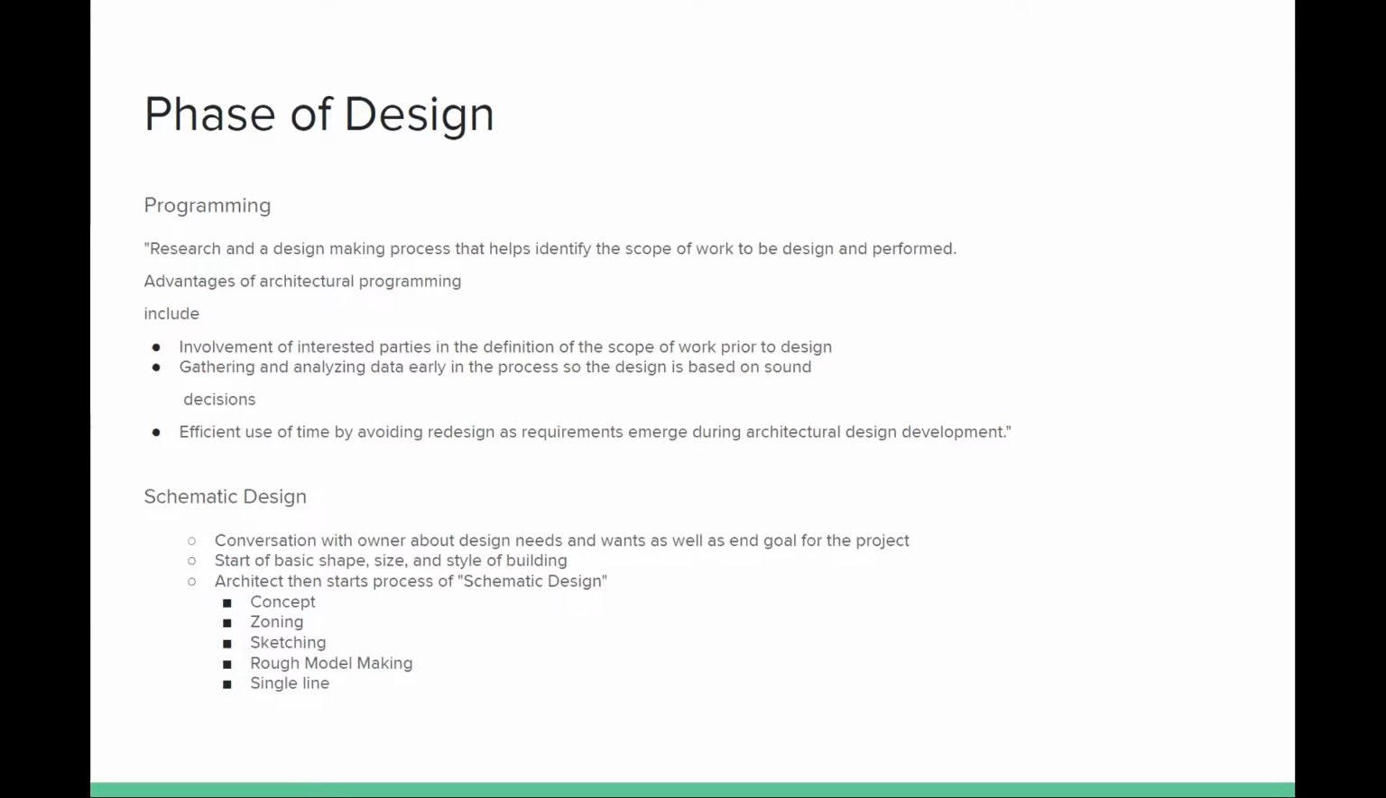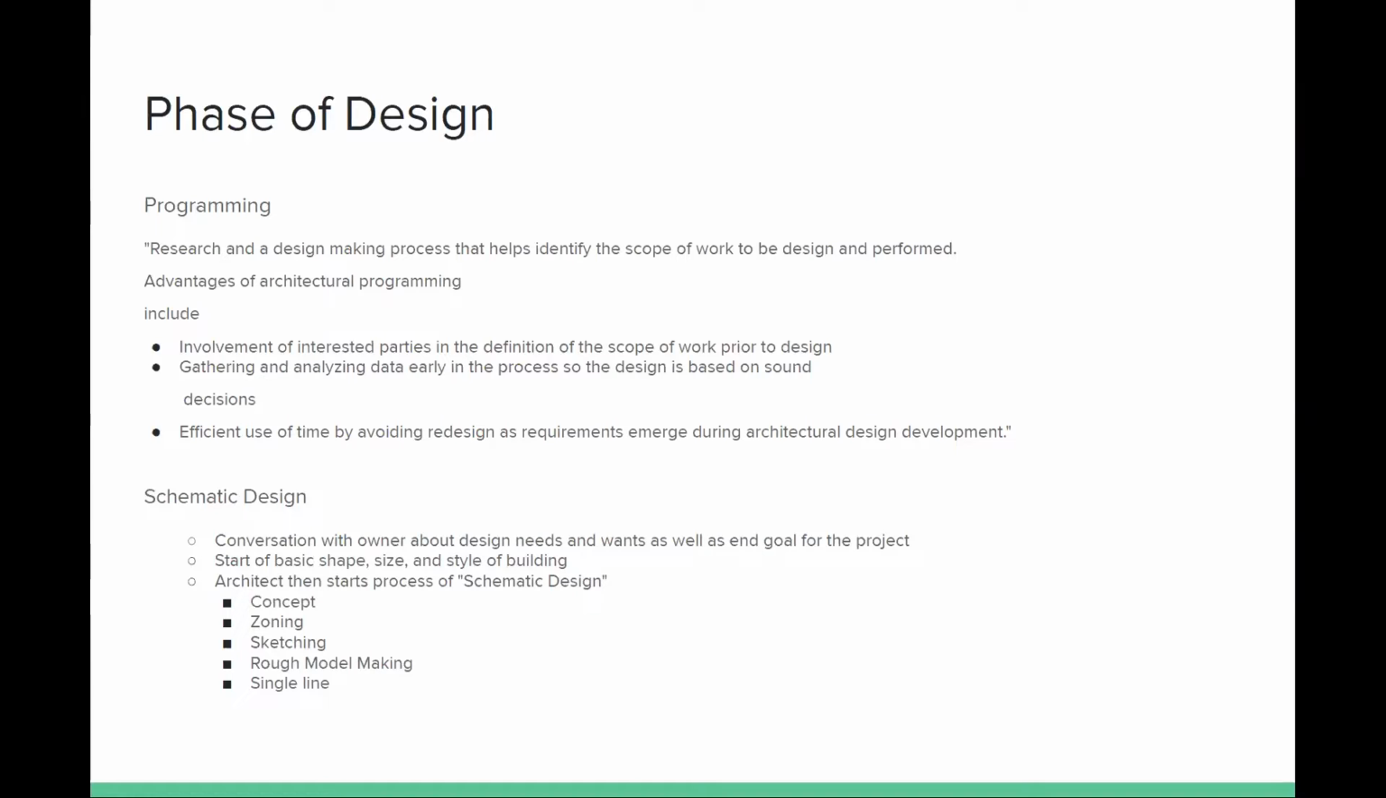Some of the advantages of this are that all parties are involved: the owner, the architect, and the construction manager can all be a part of this process, understanding the project and working towards an end goal, so that they all understand what is supposed to come at the end. Really, it's just research and trying to understand the project.